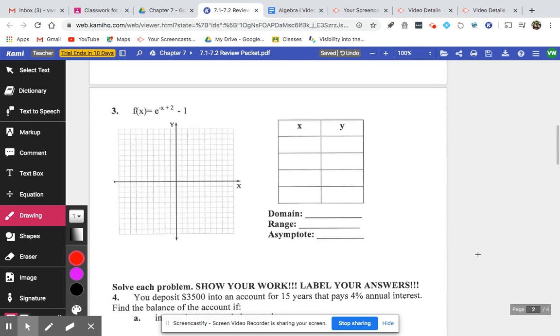Whoops, went too far. Number 3. Actually, I changed my mind. I'm just going to do the graphing ones on this one, kind of keep it together. And I'll label them as I create the videos here. So we got f of x equals e to the -x plus 2 minus 1.